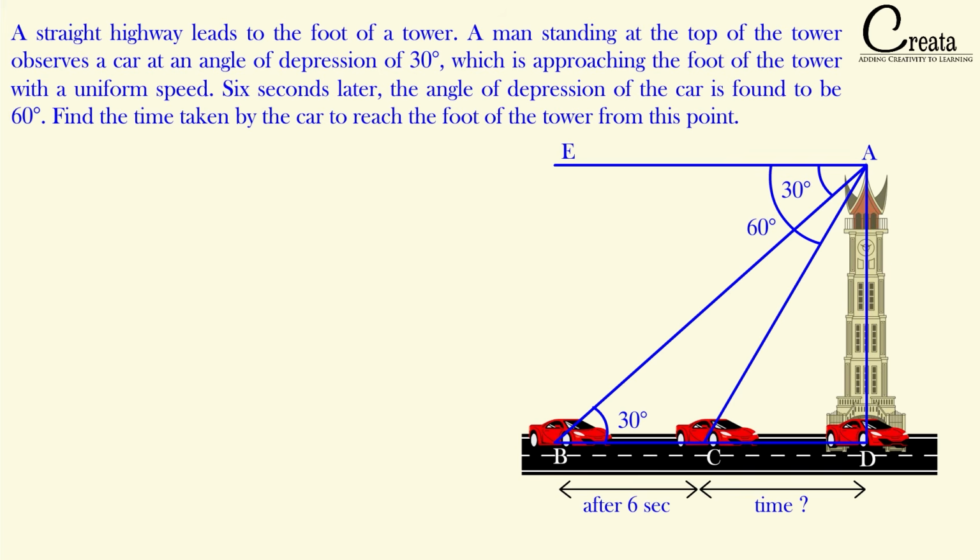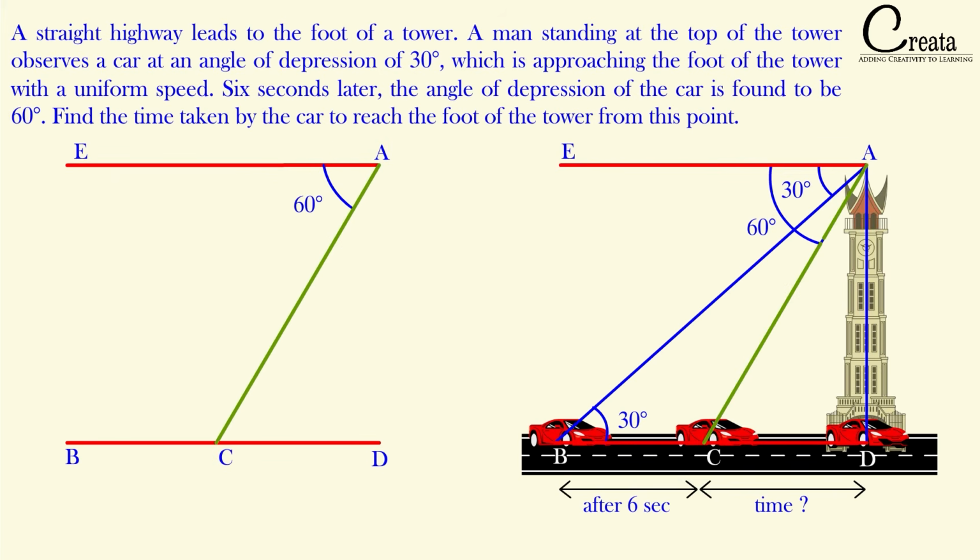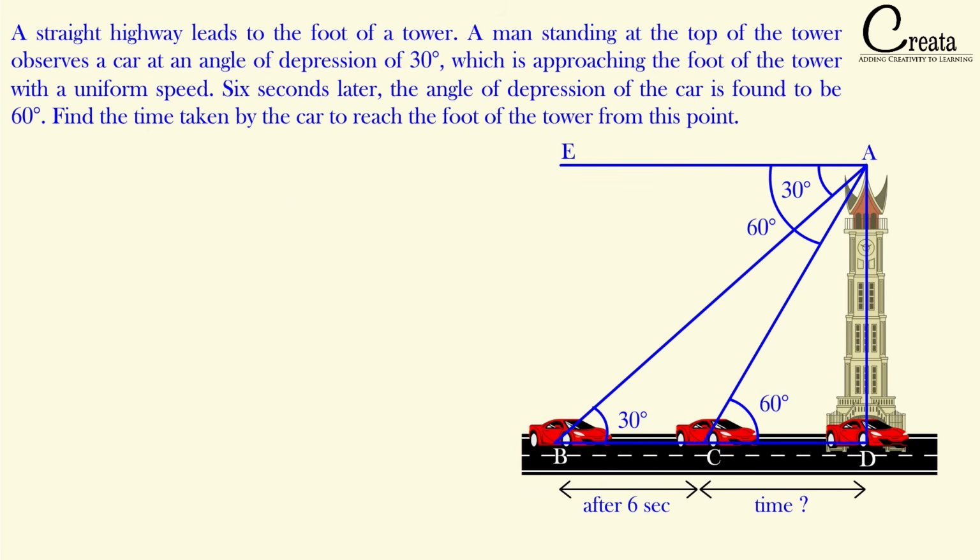Similarly, if we take AC as a transversal and again AE and BD as parallel lines, these two angles will be equal to each other as these angles are alternate interior angles. Got it? So we got this angle as also equal to 60 degrees. So we have applied the concept of transversals and parallel lines.